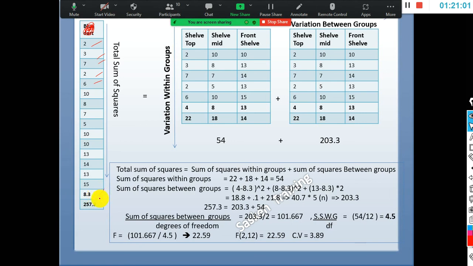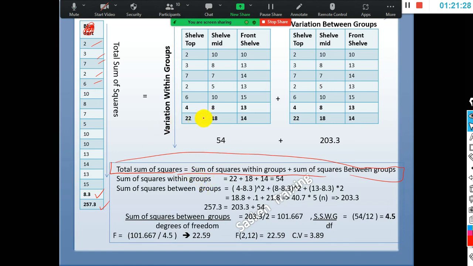What is my population mean? And what is my population variance? Subtract 8.3 from each and every value and square it, you will get this one. Okay, so that is what this one is. Now we need to use this formula. Total sum of squares is equivalent to sum of squares within groups plus sum of squares between groups. Sum of squares within groups.